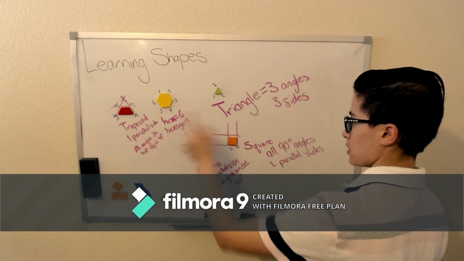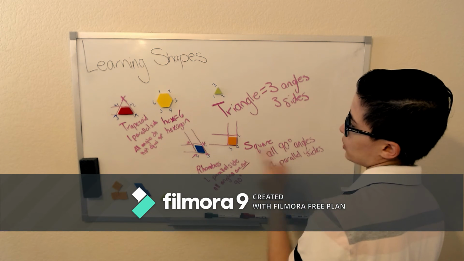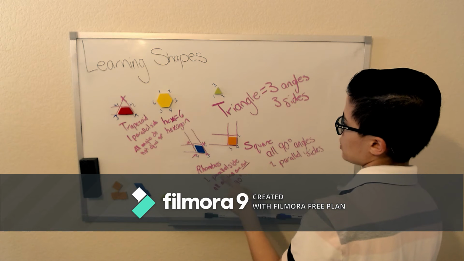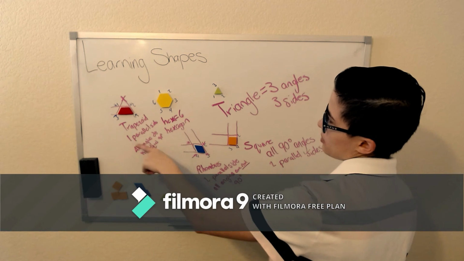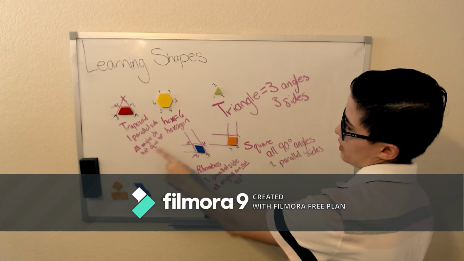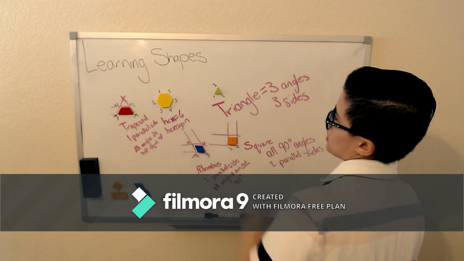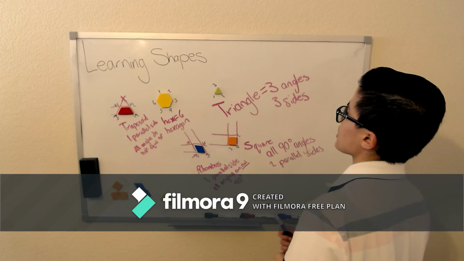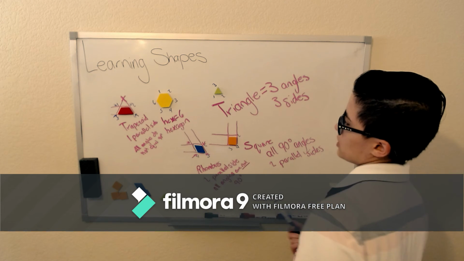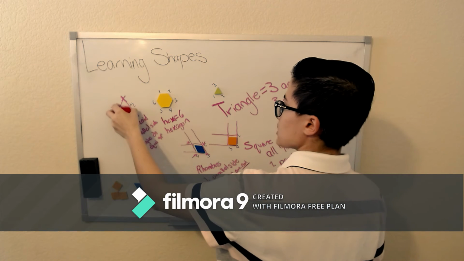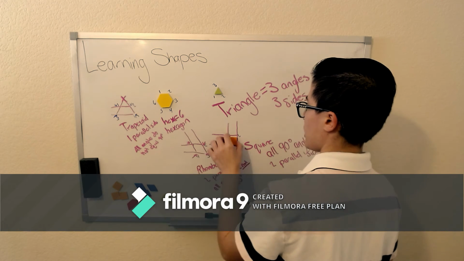So the difference between the trapezoid, rhombus, and square is the square has all 90-degree angles, the rhombus has 2 parallel sides but not 90-degree angles, and the trapezoid has 1 parallel side and no 90-degree angles. A hexagon has 6 sides, and a triangle has 3 sides, 3 angles and 6 angles as well. That is how you identify the shapes that are on your desk right now.